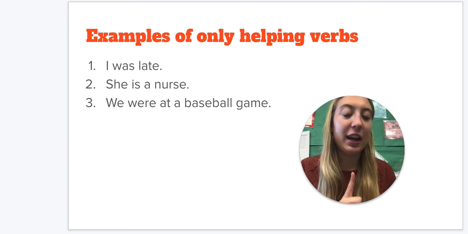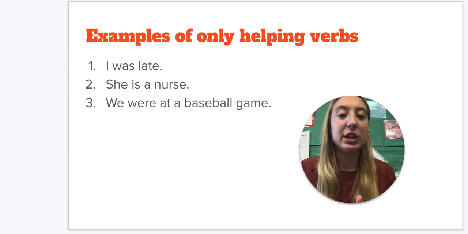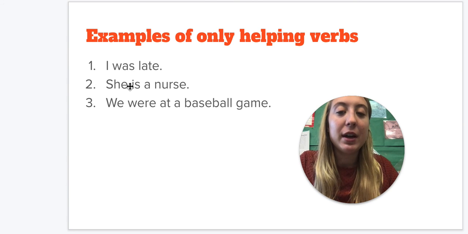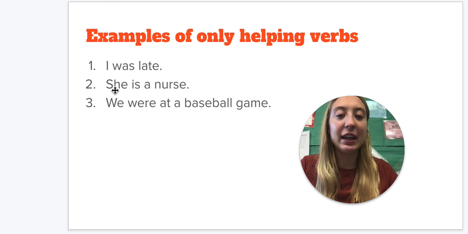All right, so now we're going with number 2. She is a nurse. Who is it about? It's about she. And then our verb is, because a nurse, that's not a verb. That's a noun, because it's linking our subject and our predicate together. So she is a nurse, is our helping verb, and also our main verb because it's the only verb in the sentence.